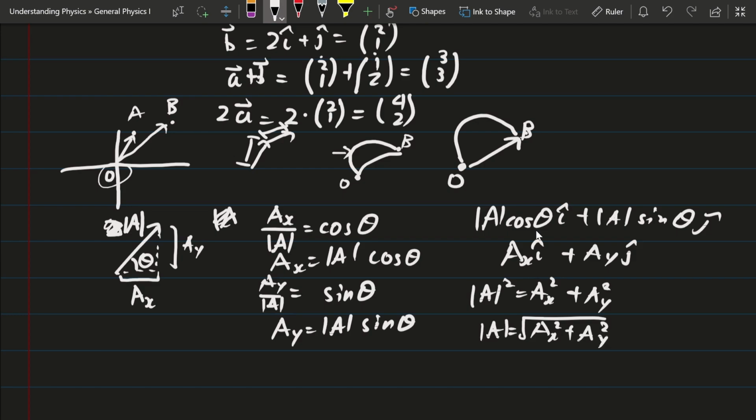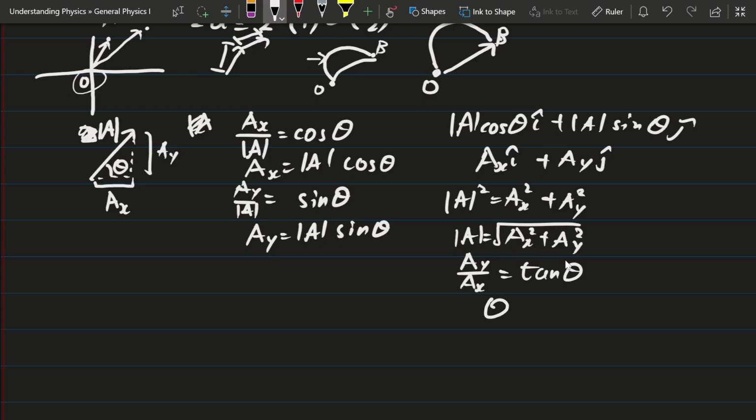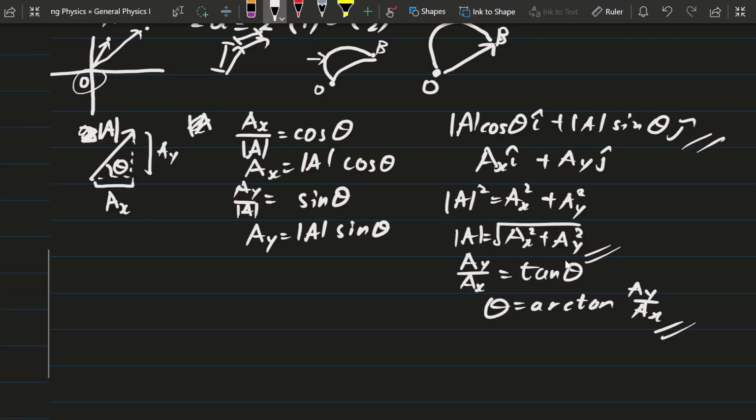So this is good information for you to know, while the other information that you need is to figure out what the angle is. The way that you could figure out the angle is that if you compare AY and AX, you could figure out this to be the tangent of theta. So that means that theta is the arctangent of AY over AX. And so these are important for you to use to write vectors.